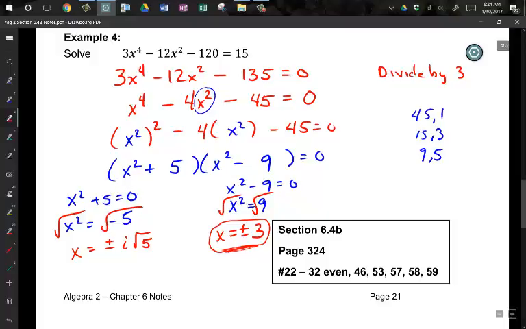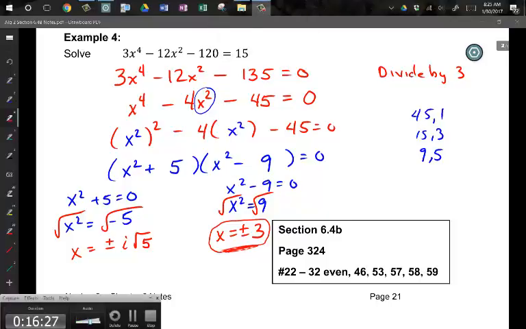Oh. I remember a little rhyme in my head. If a number changes sides, it changes signs. That's my little idiom there. Okay, well that brings it up. That's it.